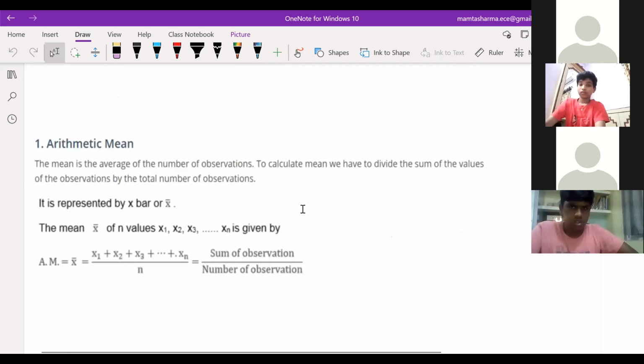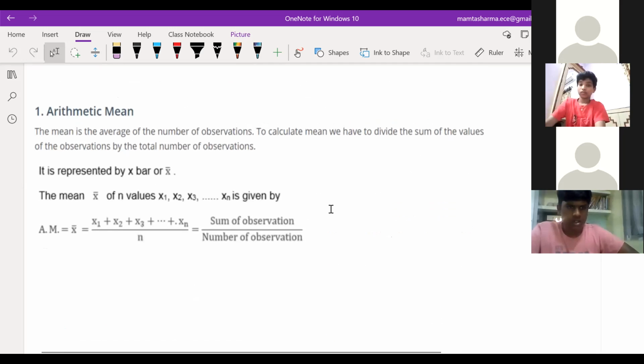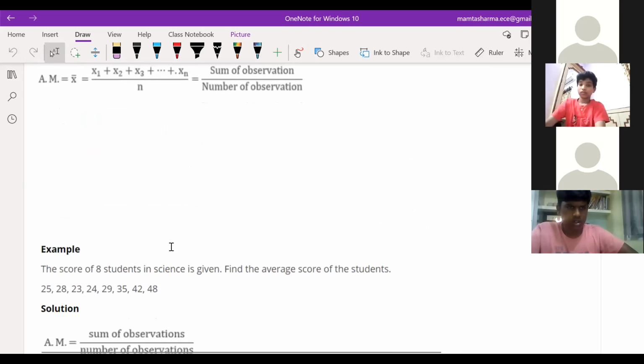So arithmetic mean is the mean or average value of observation. How to find this arithmetic mean? First, do the sum of all the observations and divide it by the number of observations. Okay, let's see an example. I'm giving you an example.